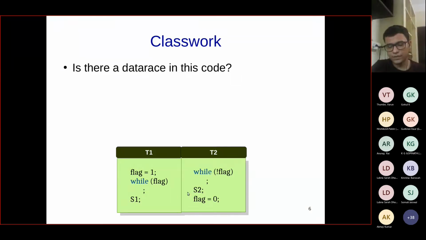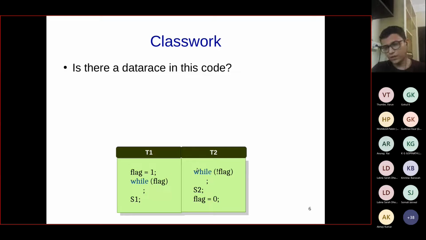So please note that there is no data race. S1 and S2 are the code corresponding to the critical section, and since no two critical sections are being executed simultaneously, we are saying that there is no data race. Okay, so please keep that in mind. So that was the first case, for flag equals 0.